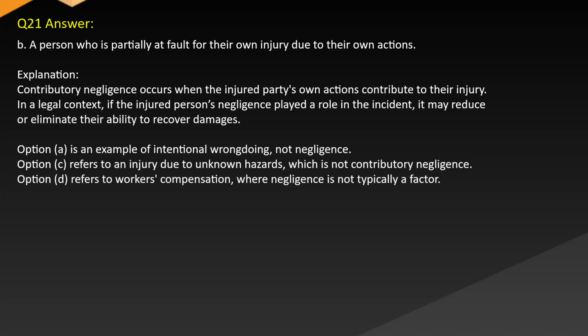Answer B. A person who is partially at fault for their own injury due to their own actions. Explanation. Contributory negligence occurs when the injured party's own actions contribute to their injury in a legal context. If the injured person's negligence played a role in the incident, it may reduce or eliminate their ability to recover damages. Option A is an example of intentional wrongdoing, not negligence. Option C refers to an injury due to unknown hazards, which is not contributory negligence. Option D refers to workers' compensation, where negligence is not typically a factor.